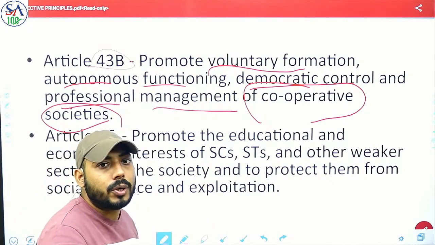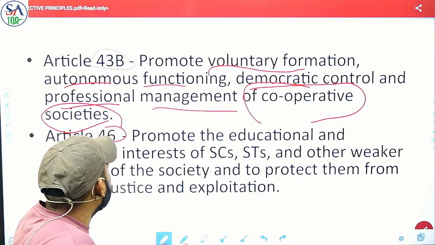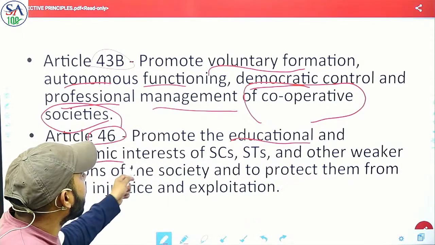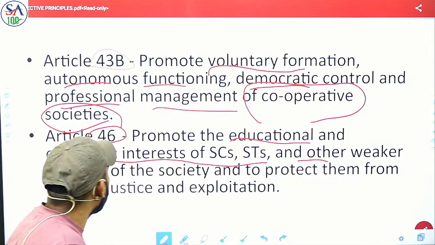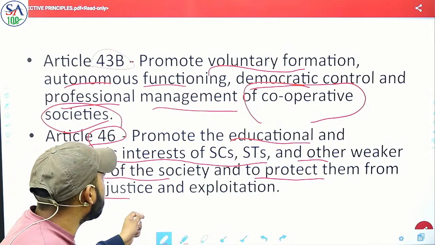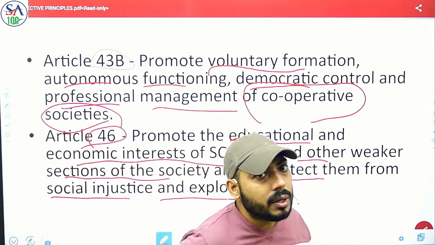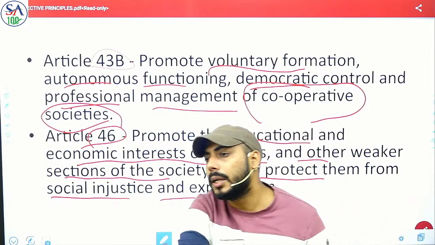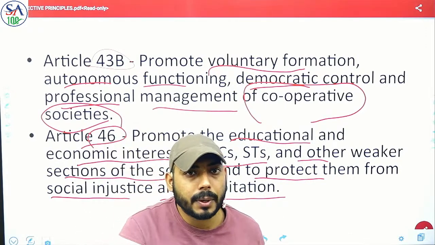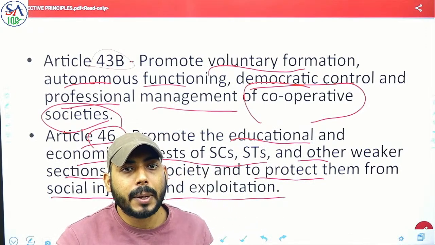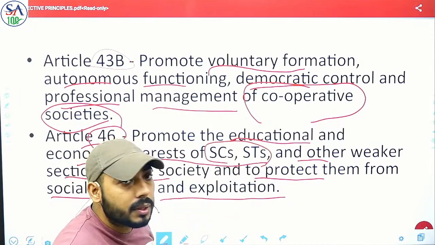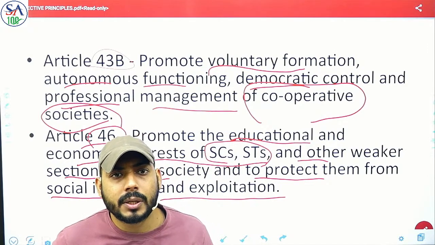What the next article talks about is Article 46, and it says to promote the educational and economic interests of SC and other weaker sections of society and to protect them from social injustice and exploitation. We have seen that in Indian society, different classes and different castes are there, and the treatment of people is decided on the basis of caste. For example, people of SC and ST groups face a lot of discrimination.